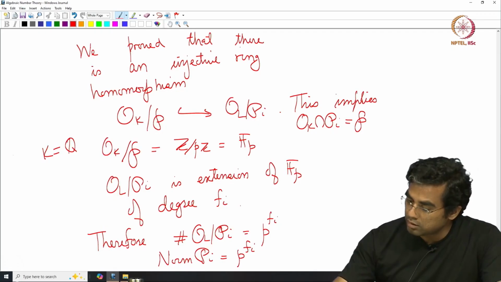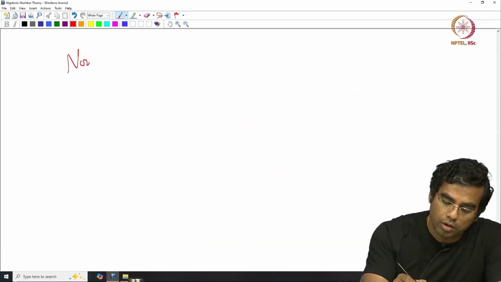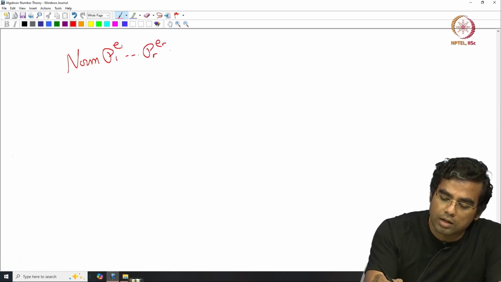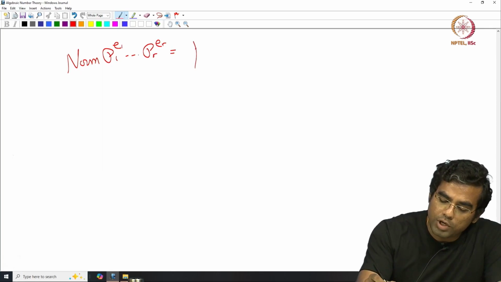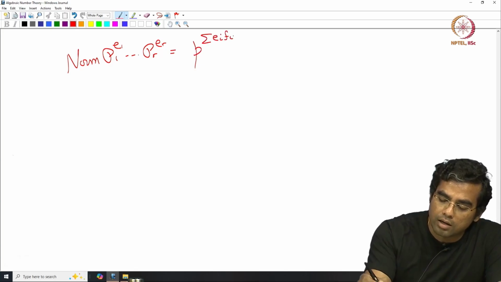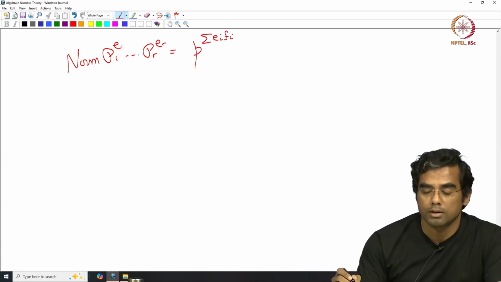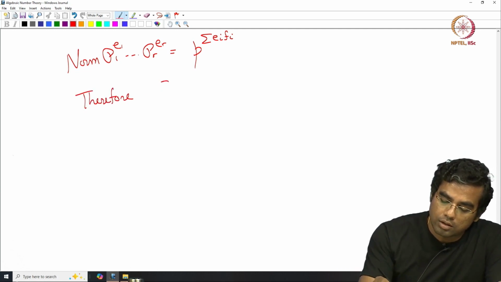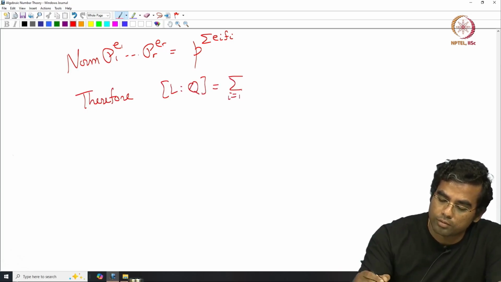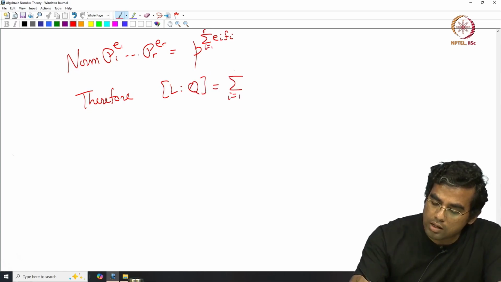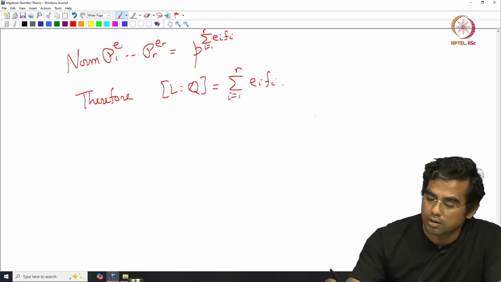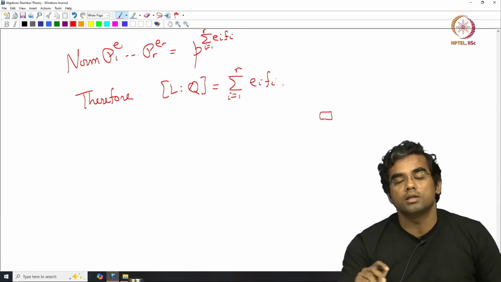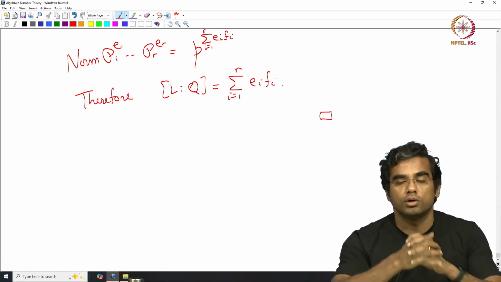And so we get the norm of P1 to the E1 up to PR to the ER is equal to p to the summation Ei Fi. Therefore, the degree of L over Q is equal to the summation, i going from 1 to r, of Ei Fi. So that proves the lemma in this particular case, at least when K is equal to Q.